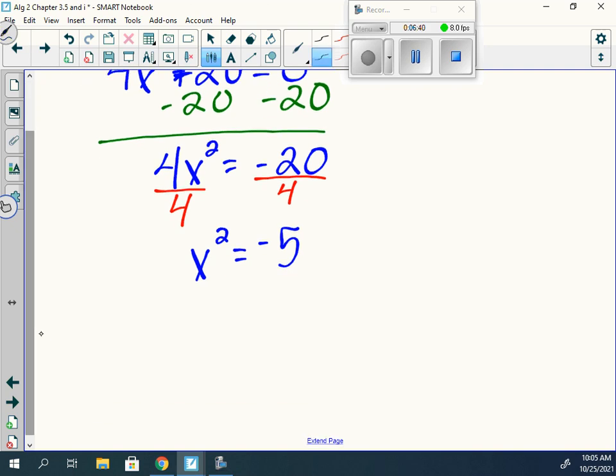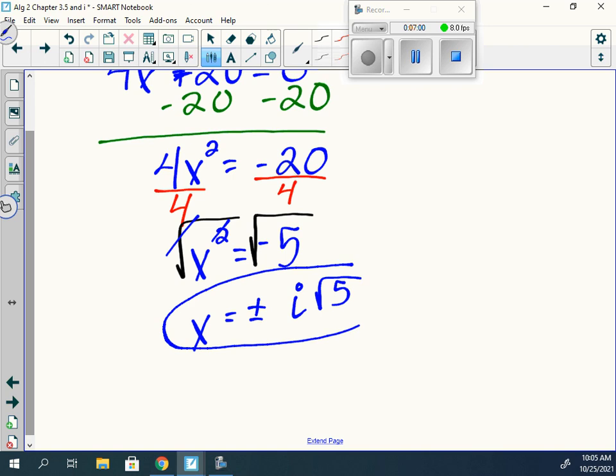And last but not least, we would square root both sides, which will tell me that x, because those cancel, is equal to plus or minus. Well, the negative would come out as i. Is 5 prime? Yep. So x is equal to plus or minus i square root of 5. Questions on this here?